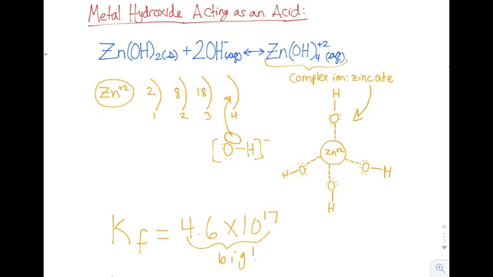Kf is the equilibrium constant for the complex ion formation. The larger the Kf value, the more stable the complex ion is, and the more soluble it is. With a more stable complex ion, more of it is formed from the reaction, which means that the reactants, in this case zinc hydroxide precipitate, decrease. Therefore, the formation of the complex ion zincate due to the addition of excess hydroxide increases the solubility of zinc hydroxide.